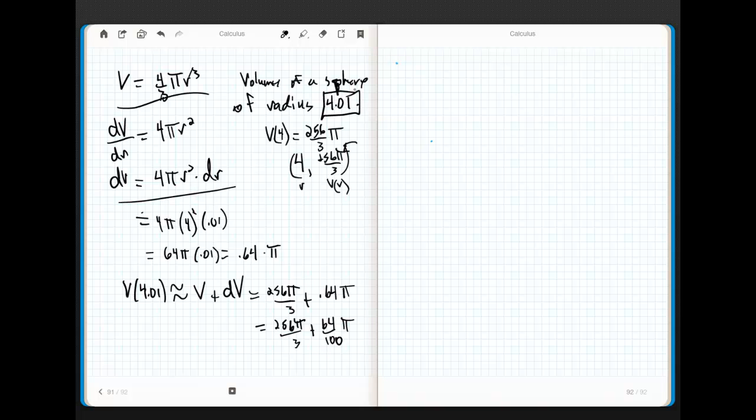Back in the day, it was really hard to cube a number like 4.01. Now, that's just an example of how you can use differentials. Again, differentials are so much simpler to use than the linearization. Remember using the line to approximate the curve. We could have done linearization here. It just would have been a little bit uglier.